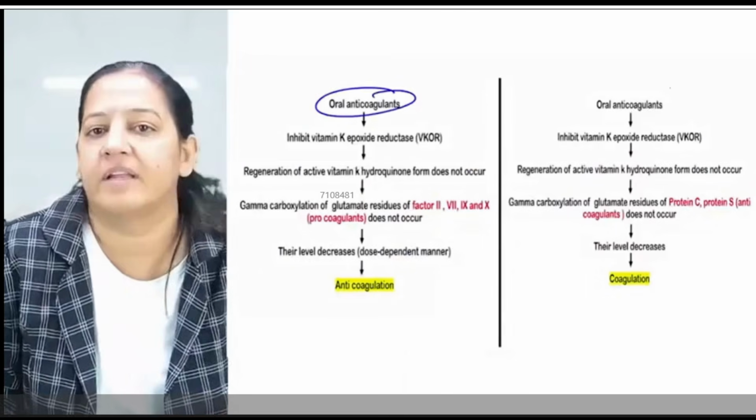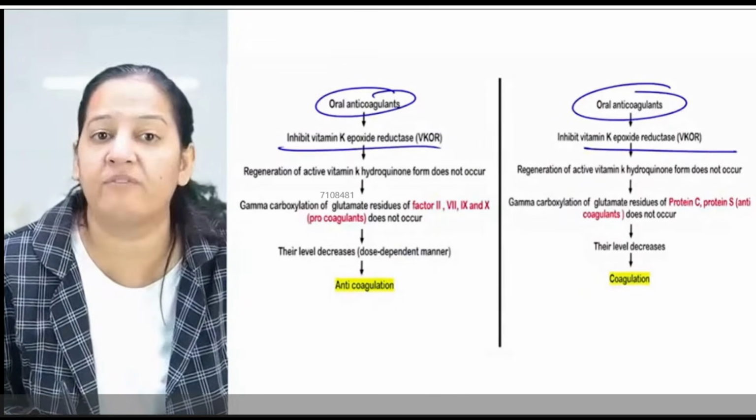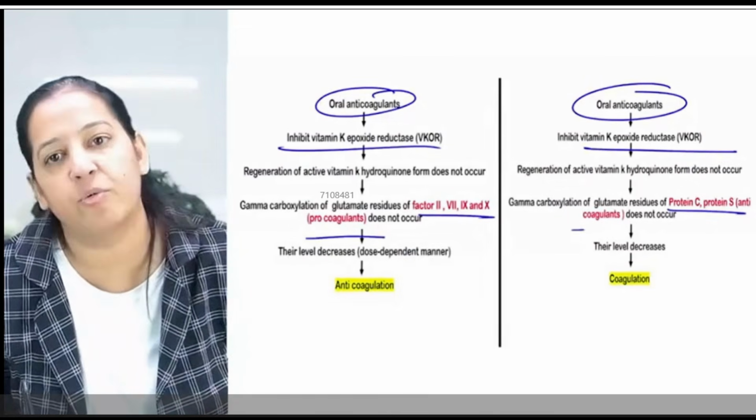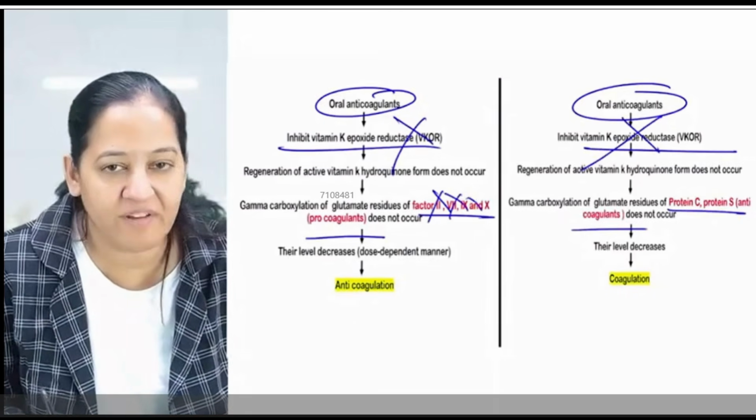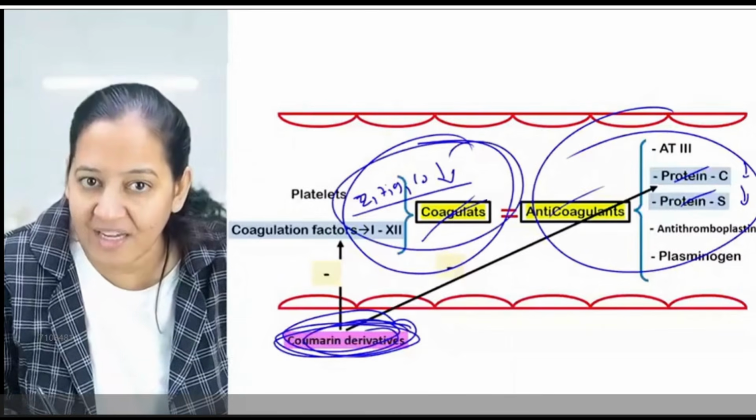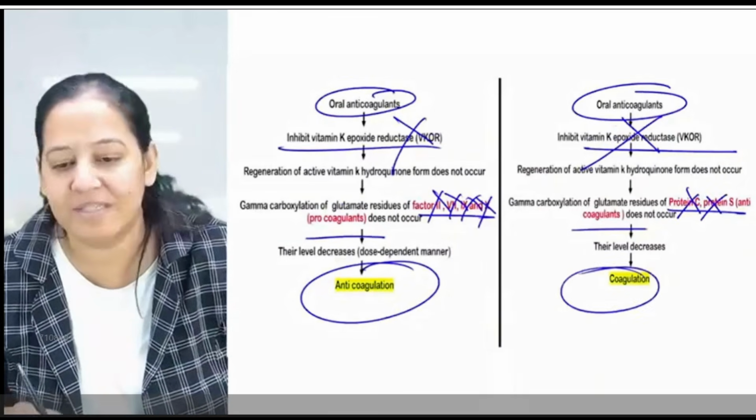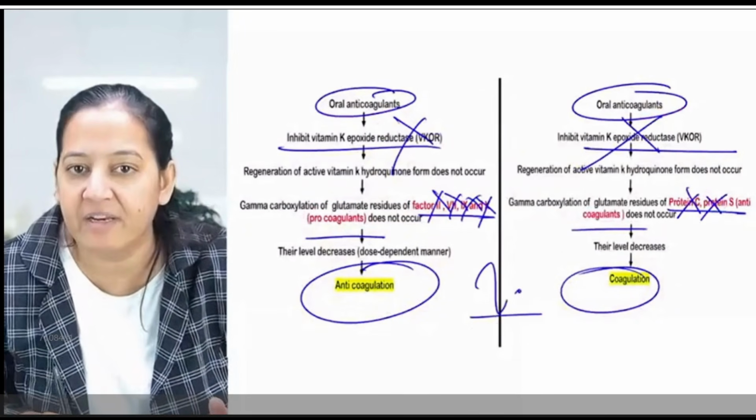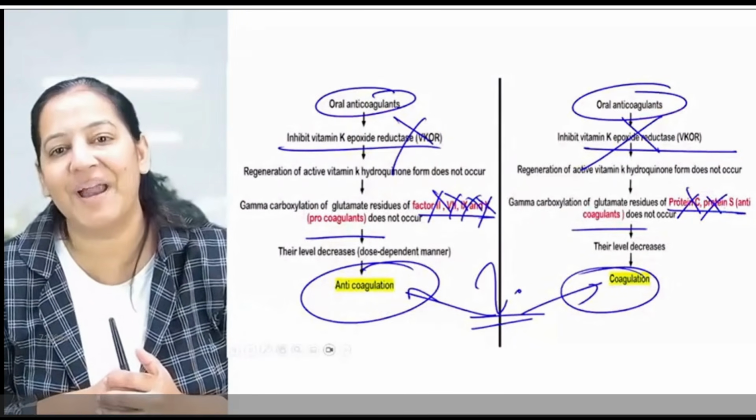So warfarin, that is an oral anticoagulant, inhibits VKOR. And VKOR is required for activation of factor 2, 7, 9, 10. VKOR is also required for activation of protein C and S. Since there is no VKOR, there is no factor 2, 7, 9, 10, and no protein C, no protein S. No factor 2, 7, 9, 10 means anticoagulation. No protein C, no protein S means coagulation. So my question to you: is warfarin a coagulant or an anticoagulant?